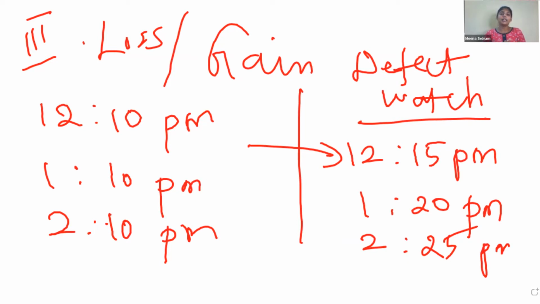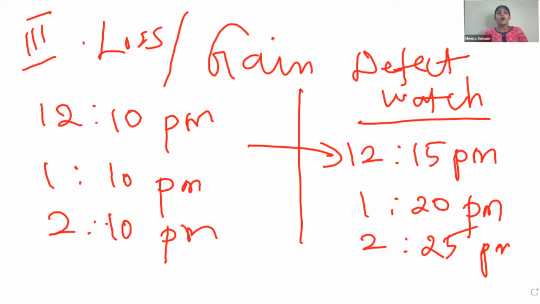Okay, your questions will be like, if the correct time is set on Thursday 11 a.m., there is one defect watch. I'm correcting the time and setting it on Thursday morning 11 a.m., and the correct time is set. But what happens? This is a defect watch. Already it gains 5 minutes. For every 1 hour completion, it gains 5 minutes.